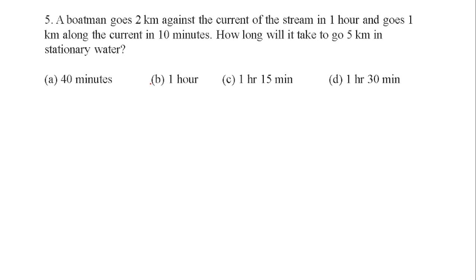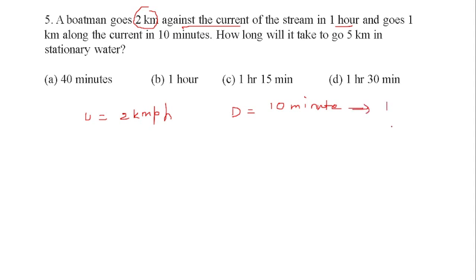A boatman goes 2 kilometers against the current, that is upstream, in 1 hour. Upstream speed is given as 2 kilometers per hour. And he goes 1 kilometer along the current in 10 minutes. Downstream, what is given? In 10 minutes, he is covering 1 kilometer.